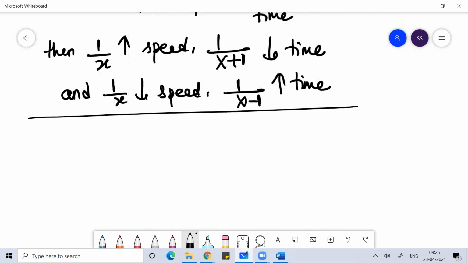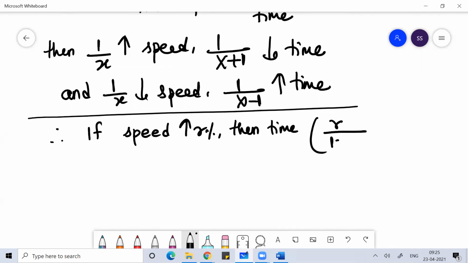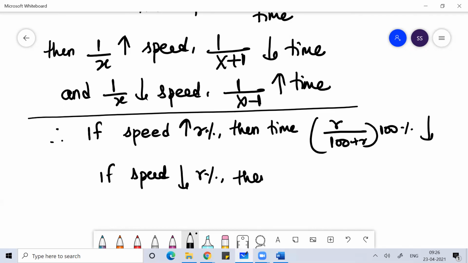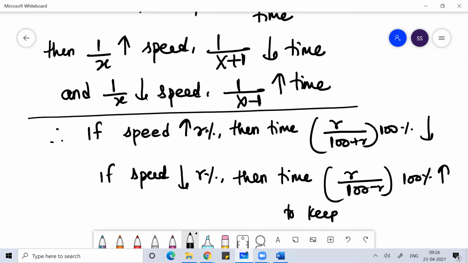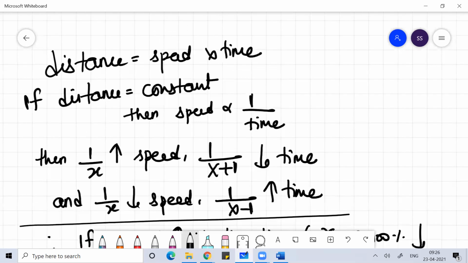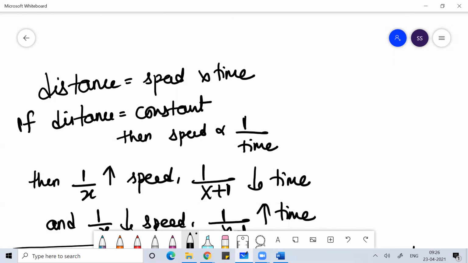Similarly, I can say that if speed increases by r percentage, then time will decrease by r/(100+r) into 100% to keep the distance the same. And if speed decreases by r%, then your time should increase by r/(100-r) into 100% to keep the product constant, to keep the distance the same. So this relationship is very important. It will work whenever your distance is constant, because then your speed and time are inversely proportional. So you can remember this relationship.